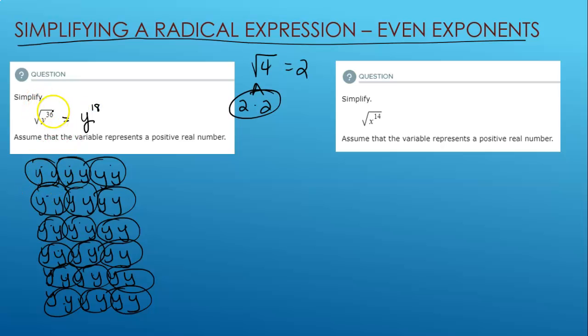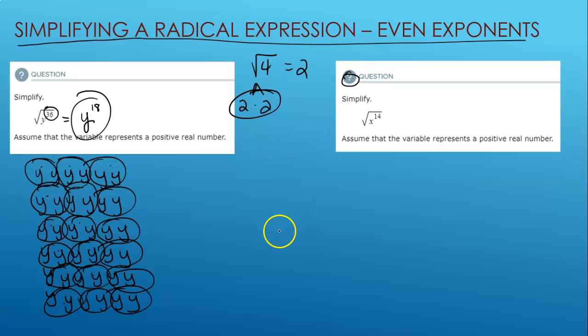Well, let's think about a shortcut. If I want to find pairs and I want to see how many y's there are, 36 of them, I circled 18 pairs. Half of 36 is 18. So the shortcut, instead of writing all of these out and circling the pairs, is to just divide by 2. So 36 divided by 2 is 18, and so that becomes y to the 18th.